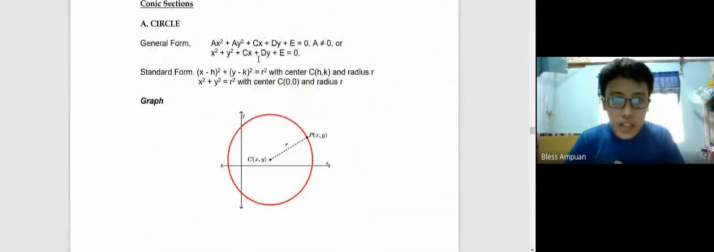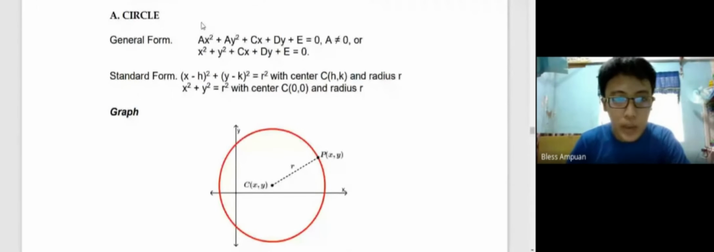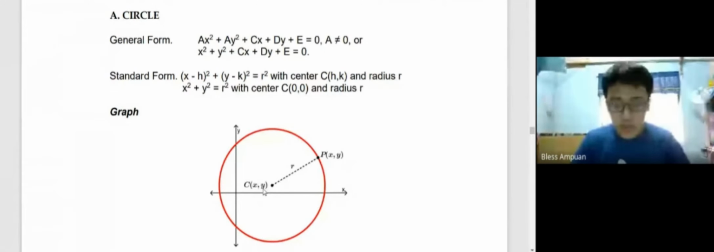Again, everyone, in terms of conic sections, some of the examples for the conic sections are the circle, parabola, ellipse, and hyperbola. So this is a circle. If this is our circle, I think it was discussed last time, right? If we have a point, this is the center. The center is x and y, or h and k.